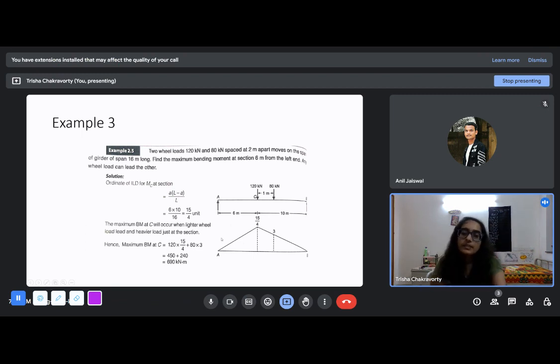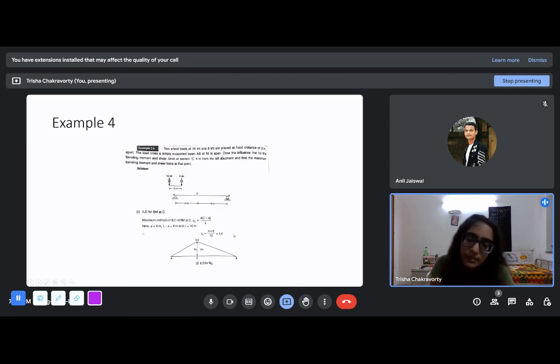The maximum bending moment at C will occur when the lighter wheel load leads and the heavier load is just at the section C. Why do they say this? Firstly, the heavier load you always have to put on the biggest ordinate. This is the largest point, the biggest ordinate. So put the 120 kilonewton here. Now the 80 kilonewton can either be placed 2 meter on this side, or 2 meter on this side. Now why are we placing it on this side?